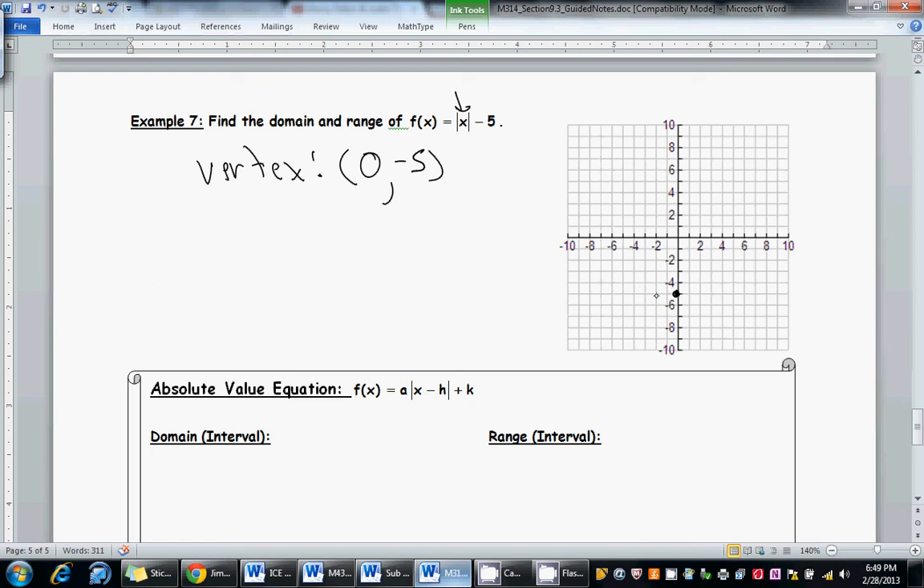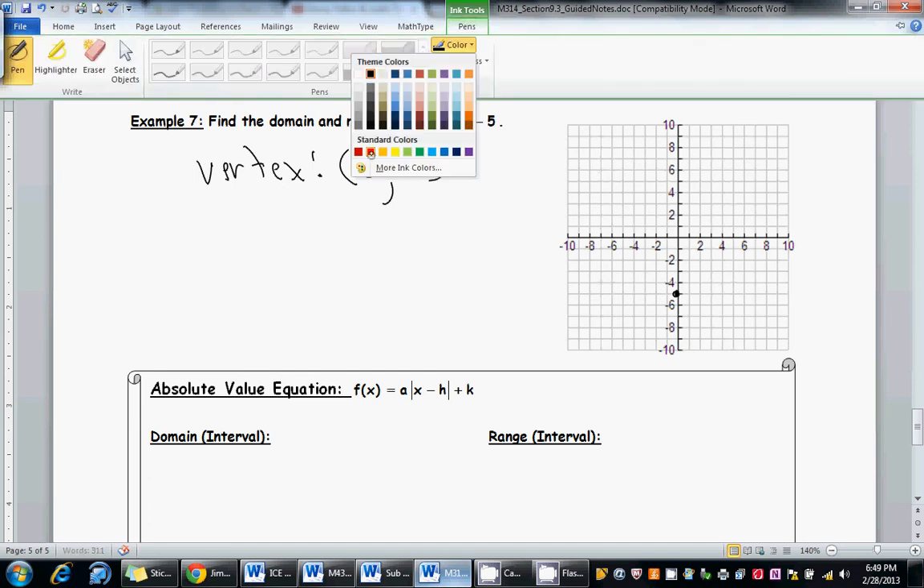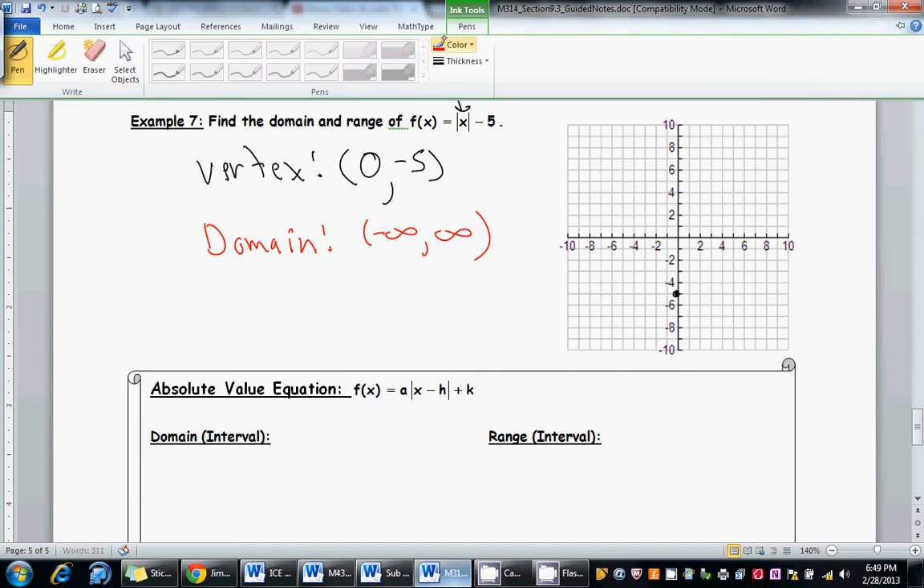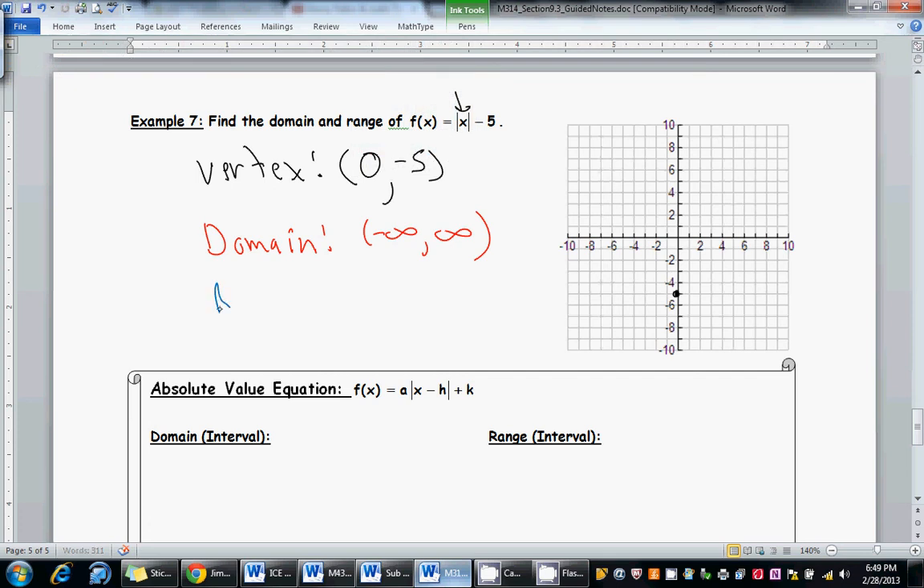There's that point down there. I already went ahead and graphed that. Let's do domain. Domain here is going to be all real numbers, just like with the quadratic, x squared. Range is going to be very similar, right? Your k value here is the smallest value of the range. It's negative 5 to infinity.